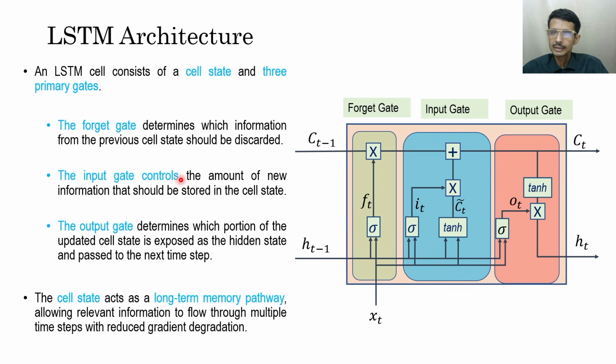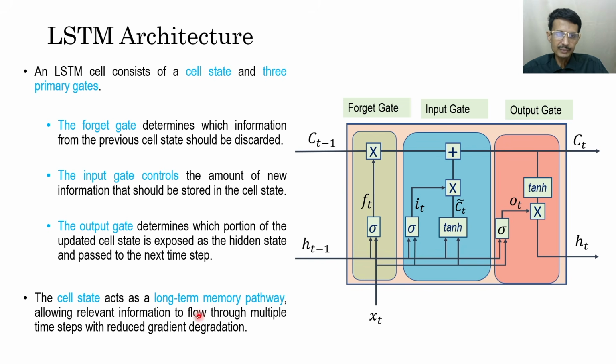Next is the input gate. The input gate controls the amount of new information that should be stored in the cell state. And what is the input gate? The input gate is basically that xt is coming, the new information. How much of this information is stored in this node? So the amount of new information that should be stored in the cell state. Okay. Next is the output gate. The output gate determines which portion of the updated cell state is exposed as the hidden state and passed to the next steps. So that is basically what ht is. That will determine this. We'll come to the details of this.